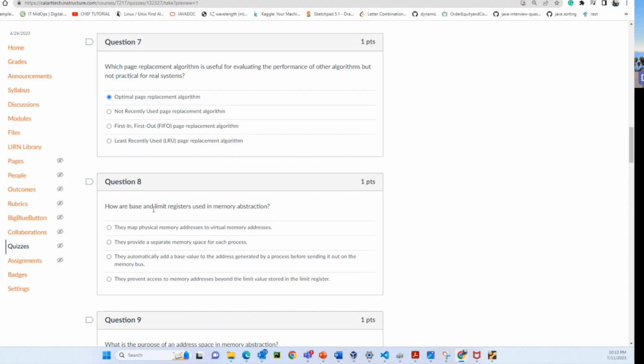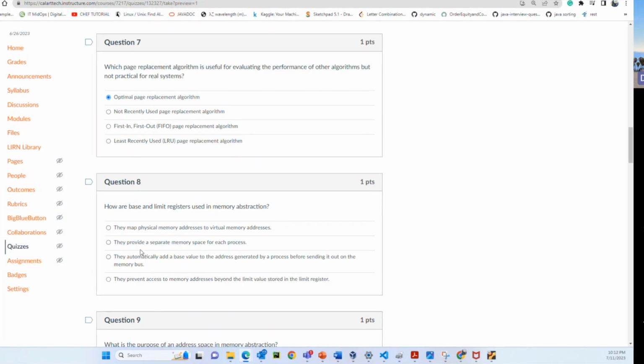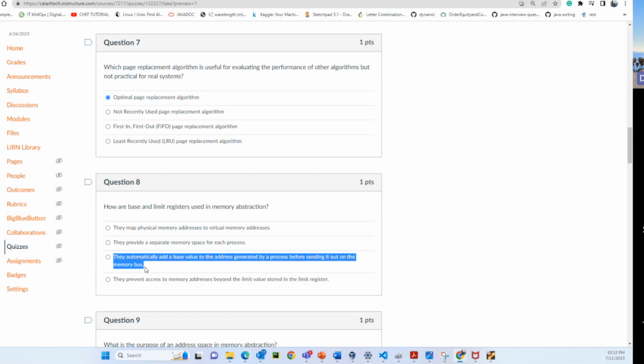So how are base and limit registers used in memory abstractions? The first one, map, is not the right one. They provide separate memory, not the right one. They automatically add a base value to the address generated by a process before sending it out on the memory bus. So the third one is the correct answer. That's the third one, which is correct.